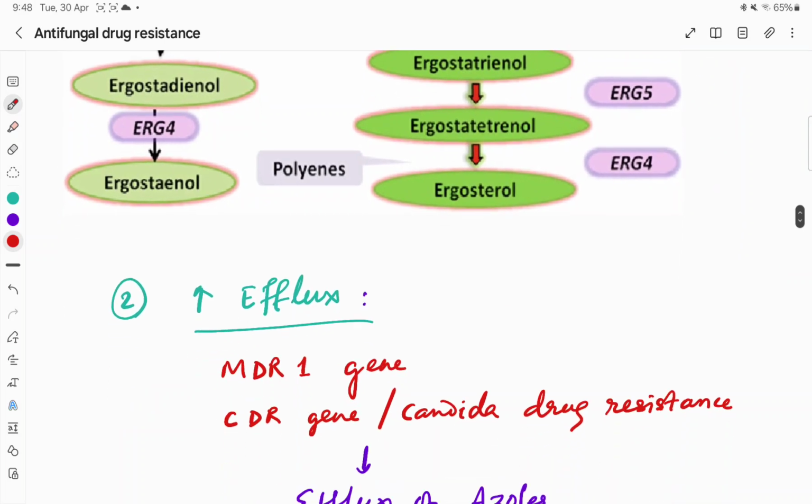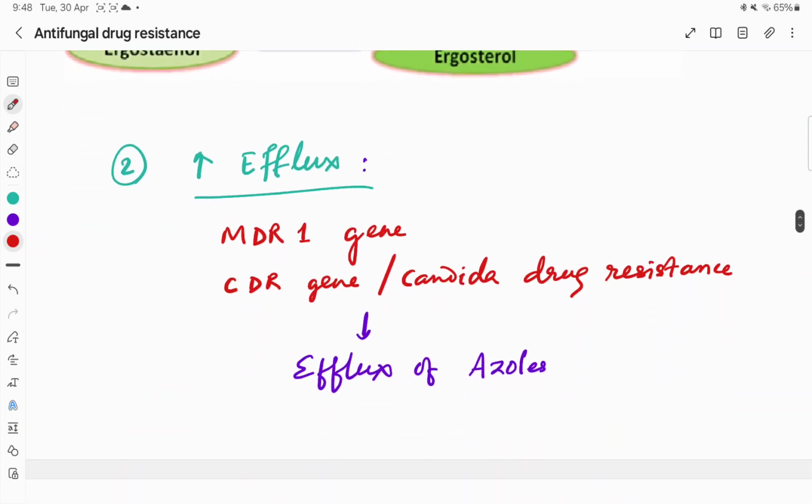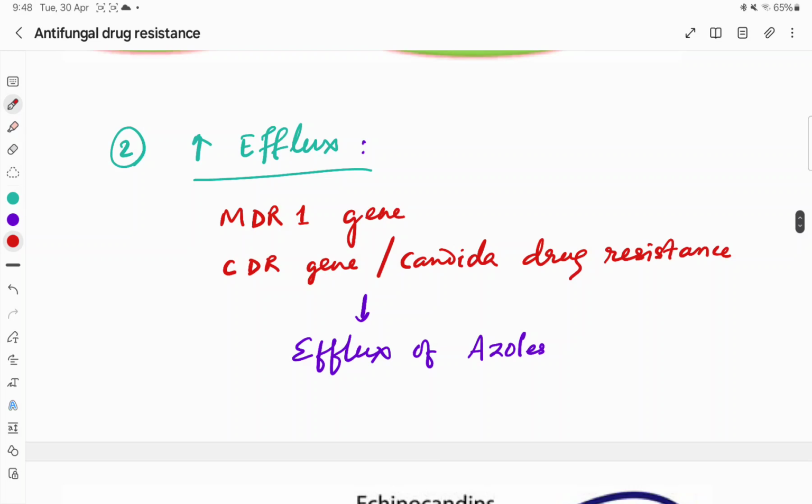resistance to these drugs. Then the second mechanism of antifungal drug resistance is increase in efflux, and for that the efflux pumps are encoded by two genes. One is the MDR1 gene, multi-drug resistance 1 gene, and second is the CDR gene, Candida drug resistance gene.